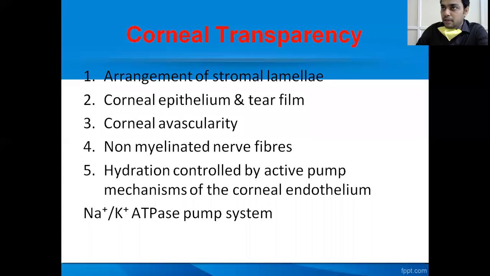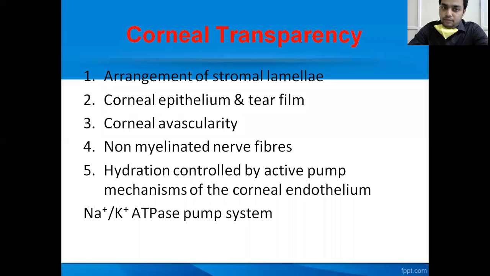So from the deeper layers, that is from the anterior chamber, this active pump which is present in the endothelium helps in preventing the influx of the aqueous into the corneal layers. So this helps in preventing the opacification of the cornea. So these are the 5 points which are very important to maintain the normal transparency of the cornea.